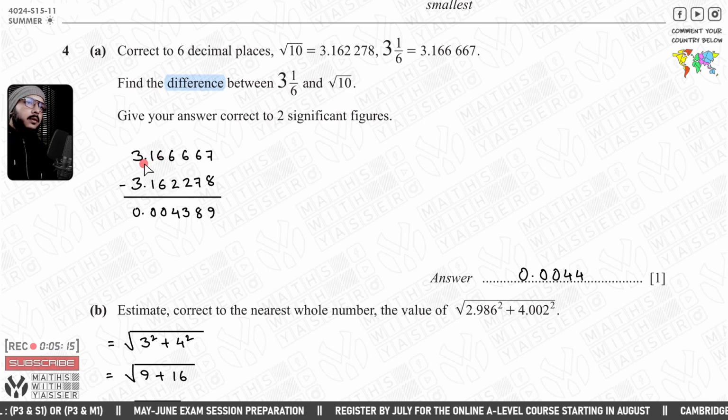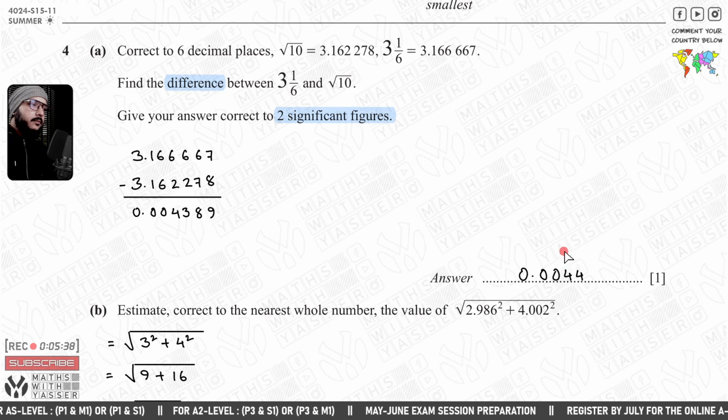So let's take these values, which is 3.166667 minus 3.162278, which gives us 0.004389, but we have to give our answer correct to two significant figures. And for significant figures, the number must start with any number other than 0. So it will be 0.0044.